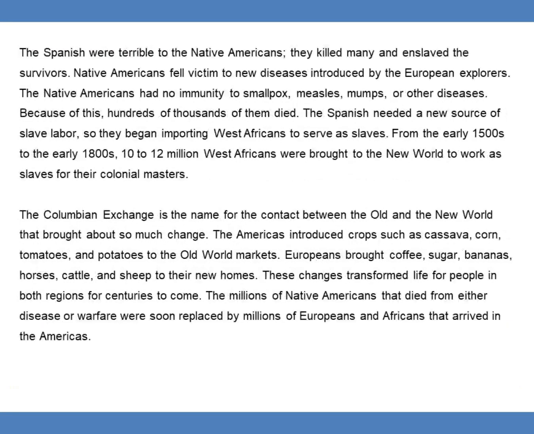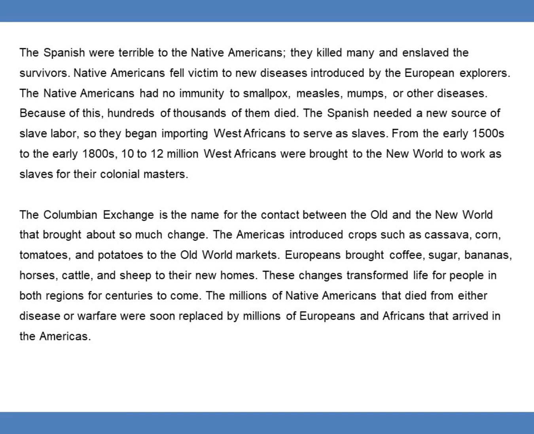The Spanish were terrible to the Native Americans. They killed many and enslaved the survivors. Native Americans fell victim to new diseases introduced by the European explorers. The Native Americans had no immunity to smallpox, measles, mumps, or other diseases. Because of this, hundreds of thousands of them died.